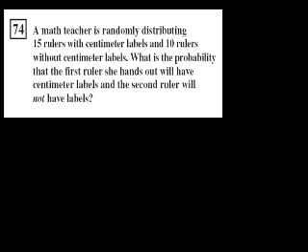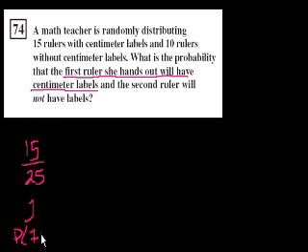So, okay, let's think about the first one. I'll do that and I'll color code it. What is the probability that the first ruler she hands out will have centimeter labels? There's a total of 25 rulers, 15 with centimeters and 10 without. So 15 have centimeters, and the probability is 15 over 25. That's the probability of the first one having labels.